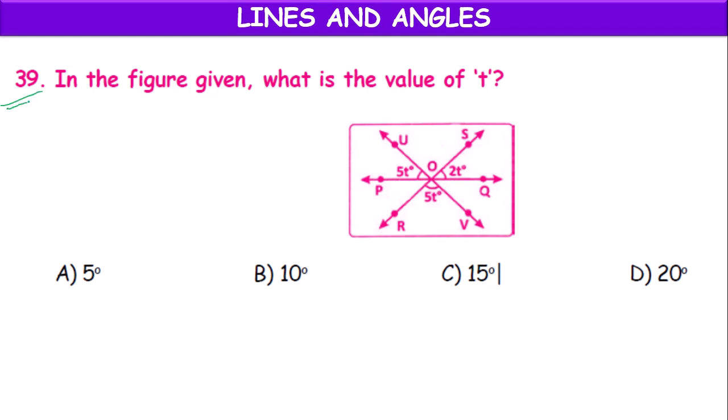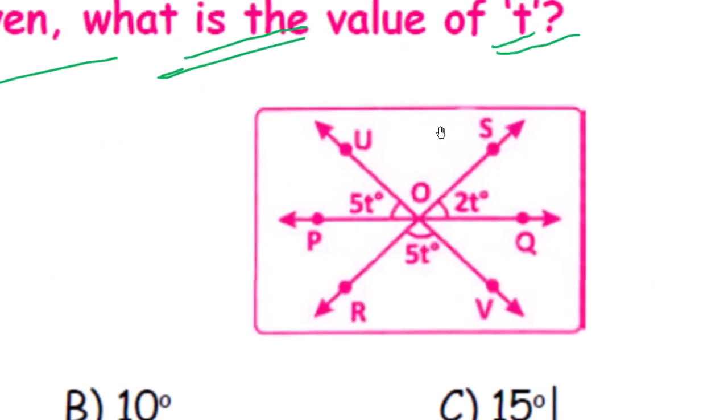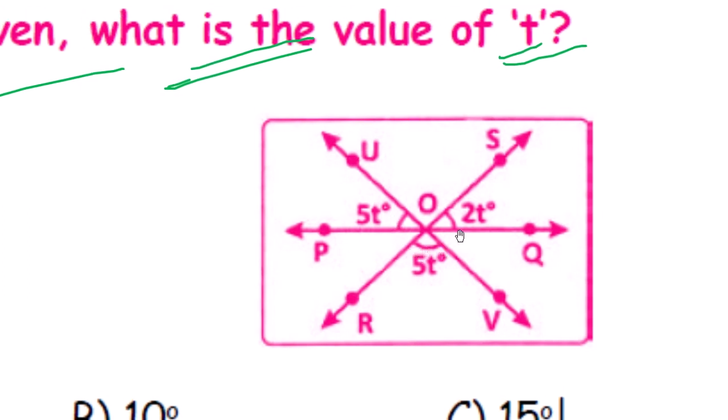Next, 39. In the figure given, what is the value of T? Here, children, in the given figure, we have lines PQ, RS, and UV intersecting at point O. At point O, we have 1, 2, 3, 4, 5, 6 angles.